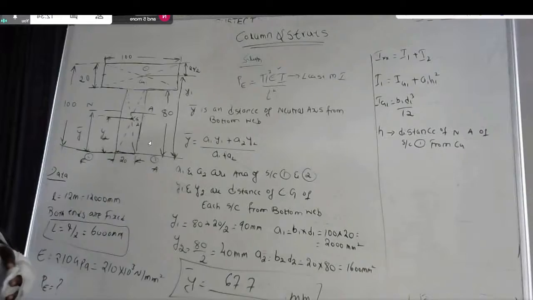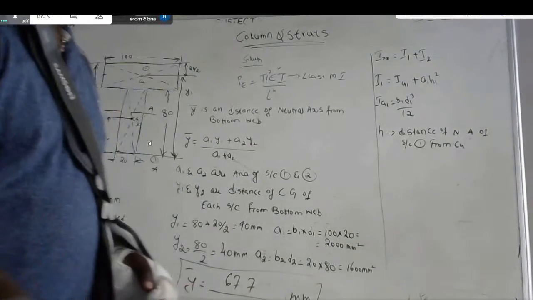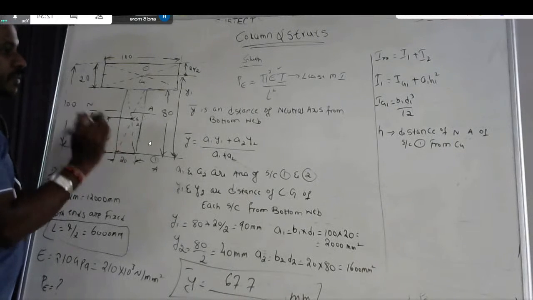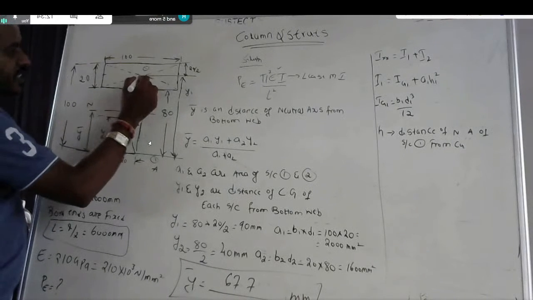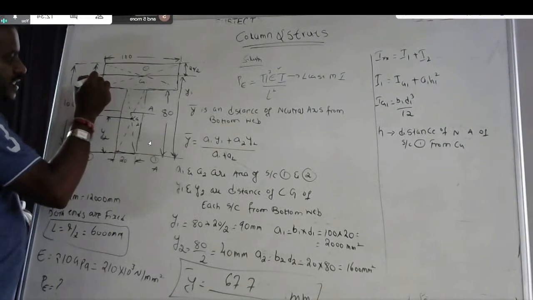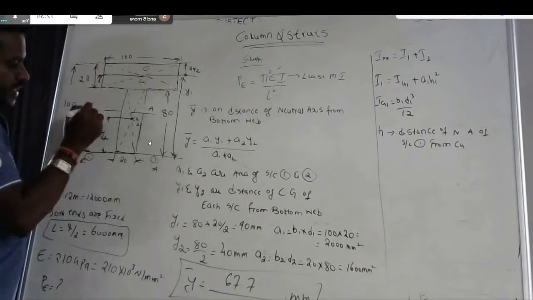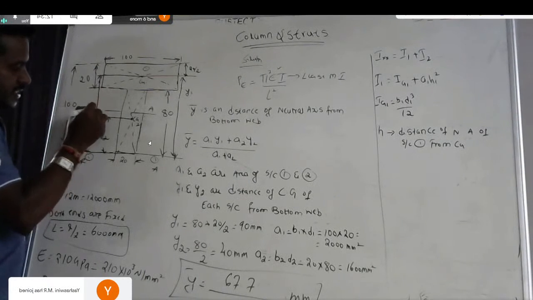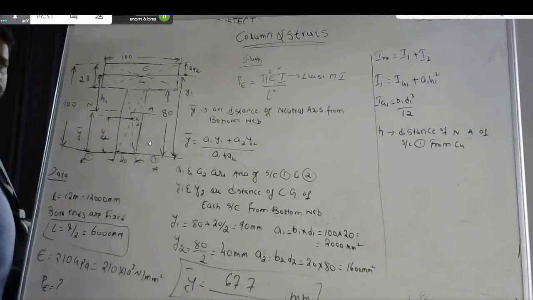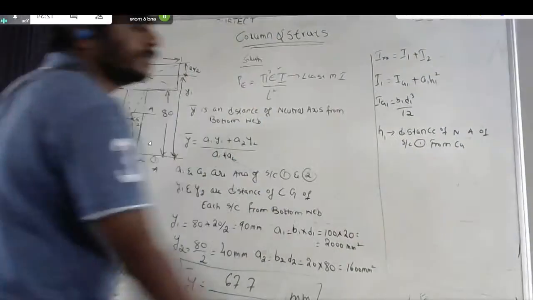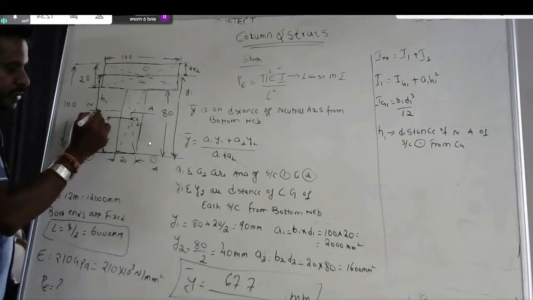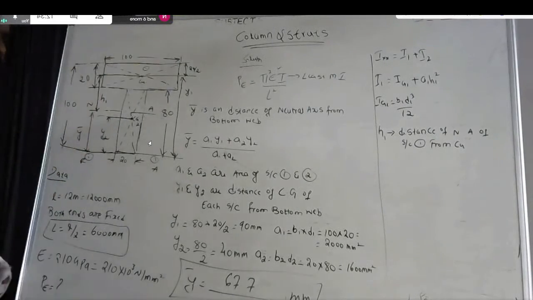What is H1? You can see, it is the distance of the neutral axis from the CG of section 1. The CG of section 1 is here. From the CG of section 1 up to the neutral axis, this distance is known as H1. That gives the H1 value.